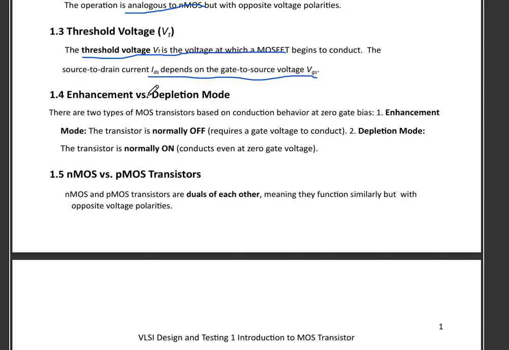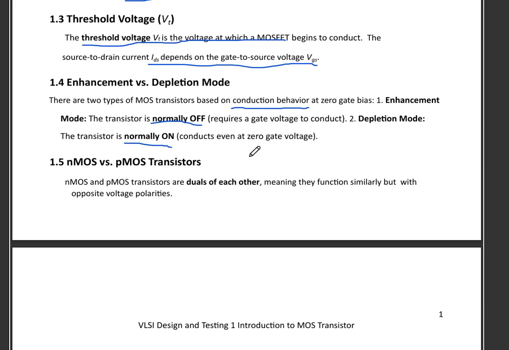Next is enhancement versus depletion mode. There are two modes of operation based on the conduction behavior. So first one is enhancement mode. In enhancement mode, the transistor is normally off and requires a gate voltage to conduct, whereas in depletion mode the transistor is normally on and also conducts even at zero gate voltage.